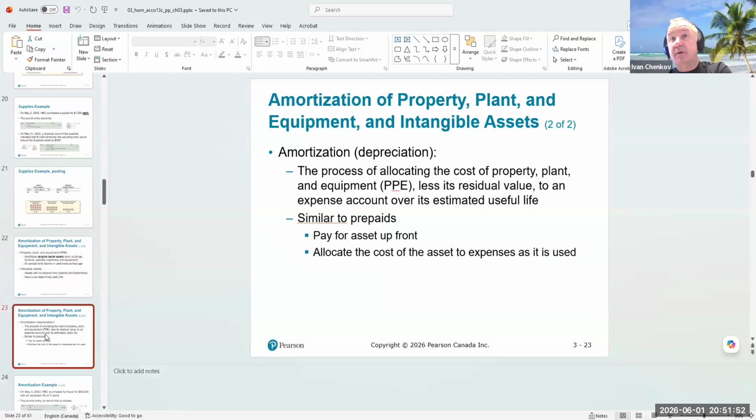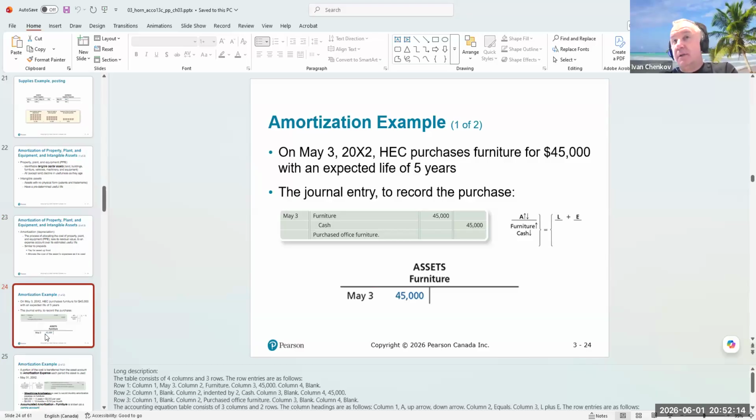Now the amortization or depreciation, again, will be allocation of the cost of the asset over the useful life of the asset to match the benefits that we're getting from that asset with the expenses that asset generates to provide those revenue. So let's see how it's going to work.